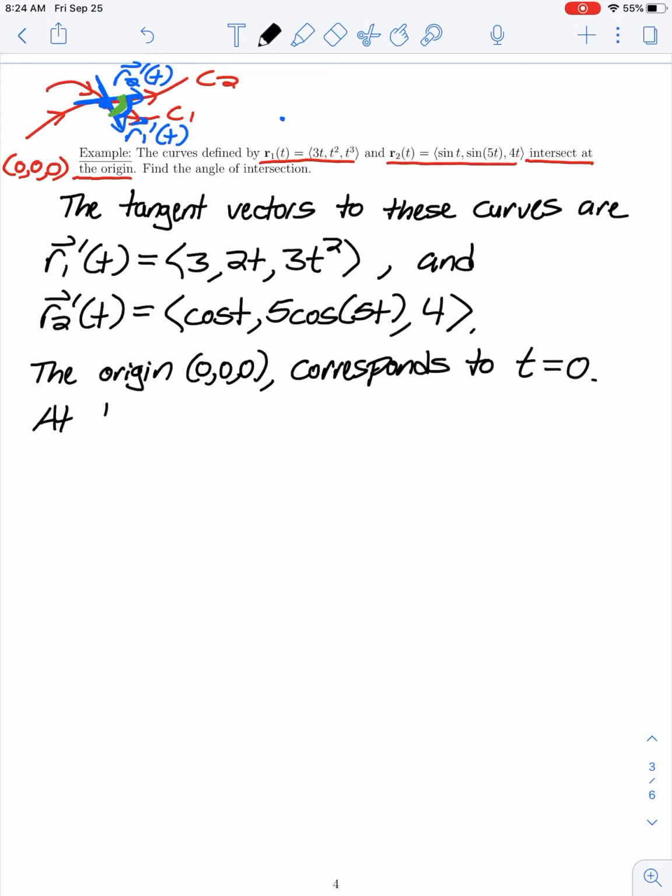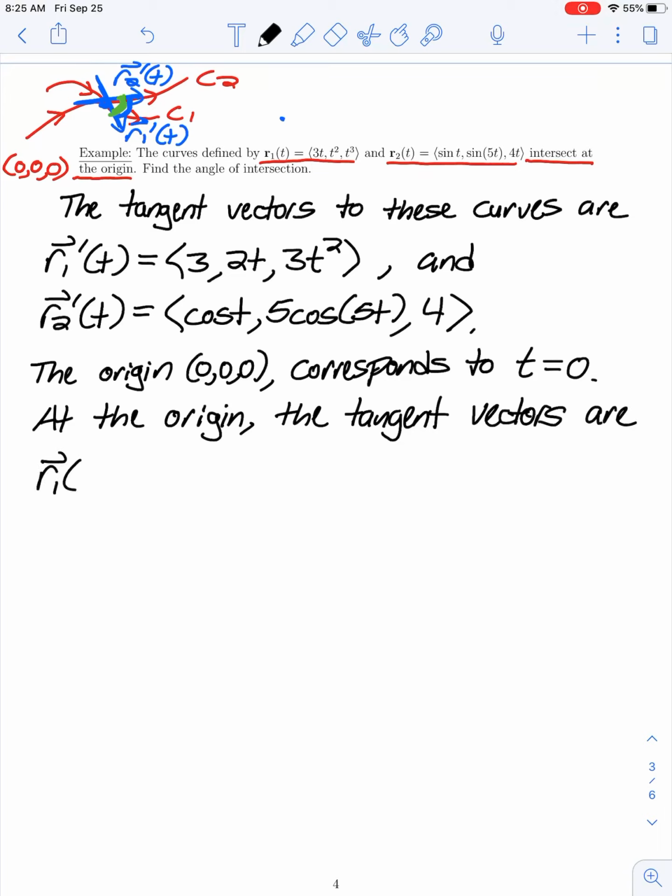So I can say at the origin, the tangent vectors are given by r1 prime of 0, which would be 3, 0, 0, and r2 prime of 0, which would be the vector 1, 5, 4.